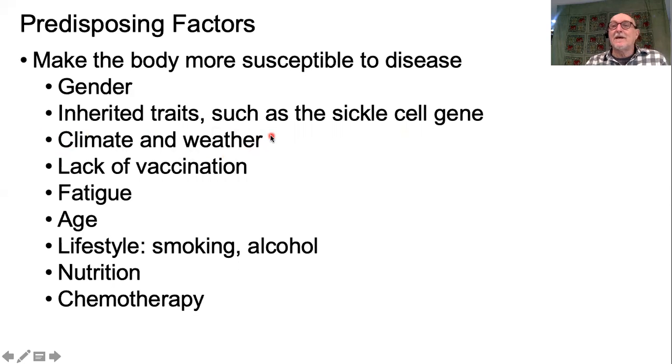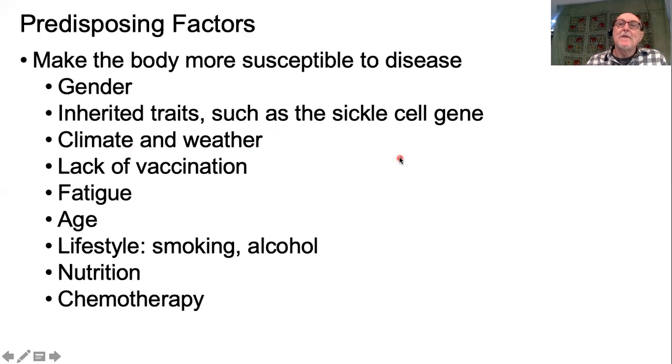We place an inordinate amount of importance on climate and weather. It's actually not nearly as directly important as you would think. We say, oh, I caught a cold because I went out in the rain. I got flu because I got cold skiing or whatever. There's no direct association like that.